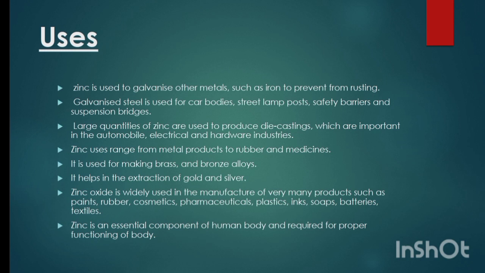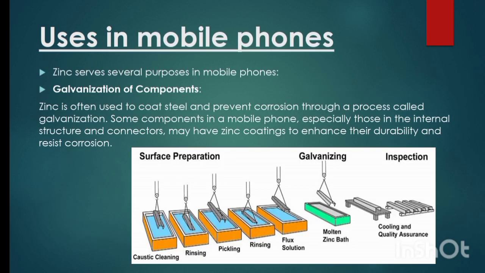Zinc oxide is widely used in the manufacture of various products such as paint, rubbers, cosmetics, pharmaceuticals, plastics, inks, soaps, batteries, and textiles. Zinc is an essential component of the human body and required for proper functioning of the body.